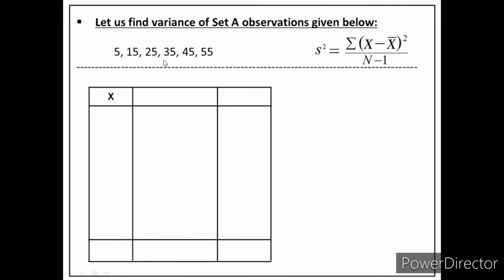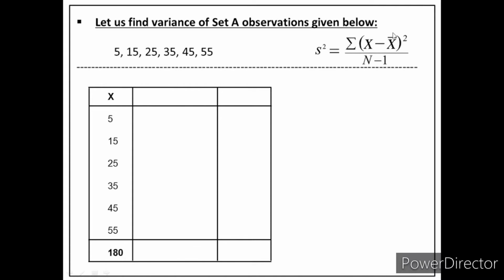First of all, we will label this series over here in the first column in increasing order. So all the 6 values are written here. Then we will take the summation of this series. So the sum of this series is 180.